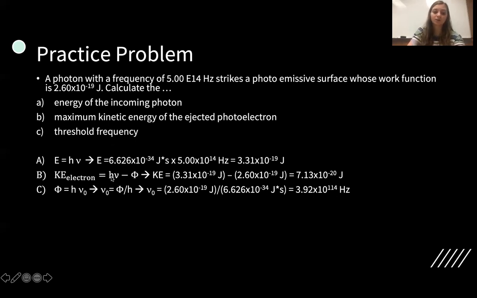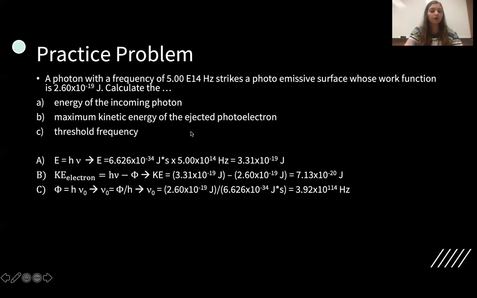You could put Planck's constant and frequency in again, but it is this 3.31 times 10 to the negative 19 joules already. So if we put that in there and then subtract the work function, 2.60 times 10 to the negative 19 joules, we're going to get our answer here, 7.13 times 10 to the negative 20th joules.